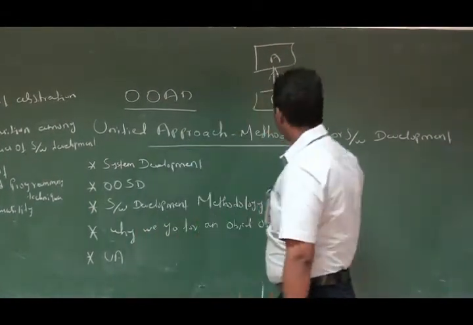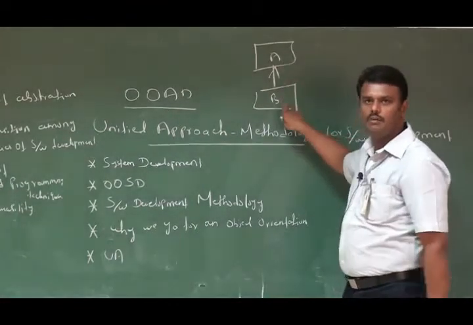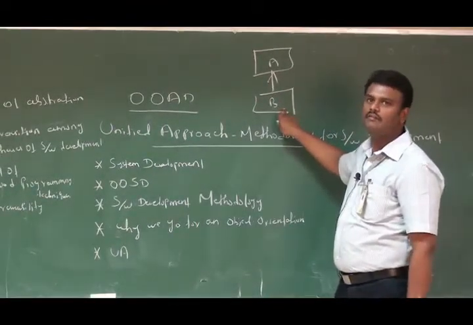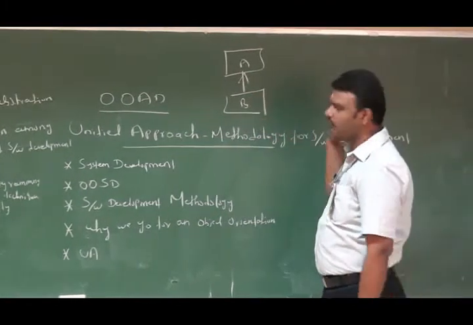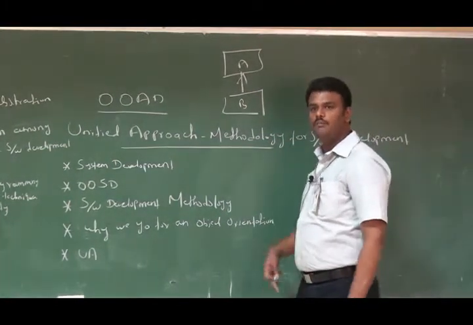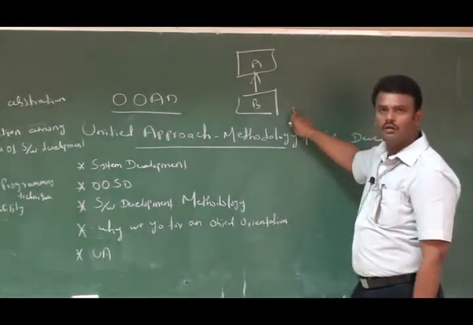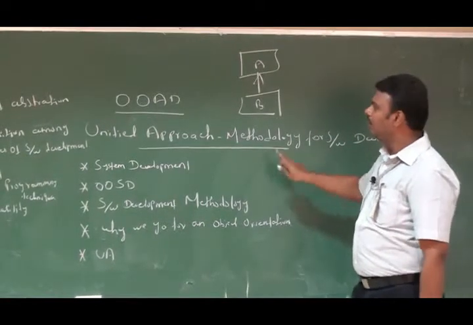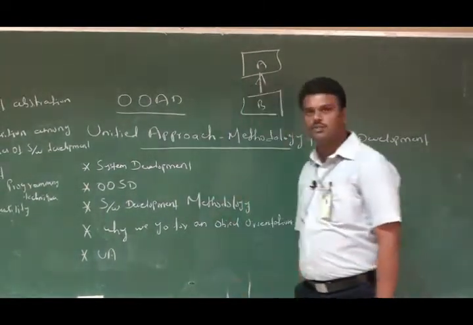What do you mean by inheritance? The properties of the base class may be inherited by the properties of the derived class. We can reuse the code from the previous class. That's why we go for the object-oriented approach. Why do we go for object orientation?